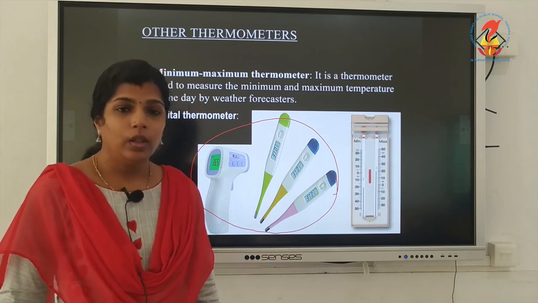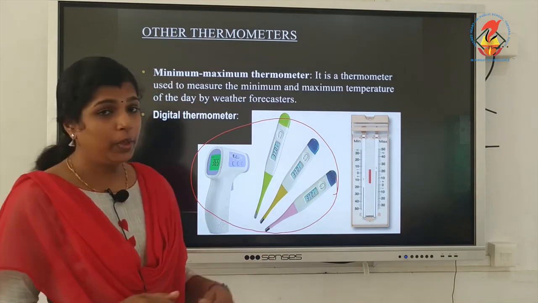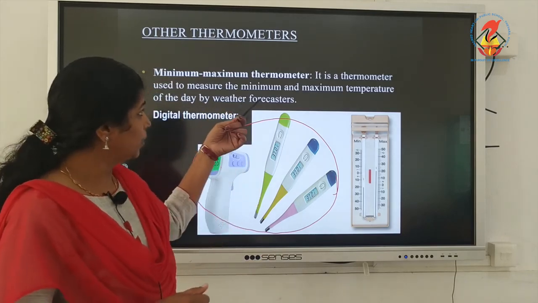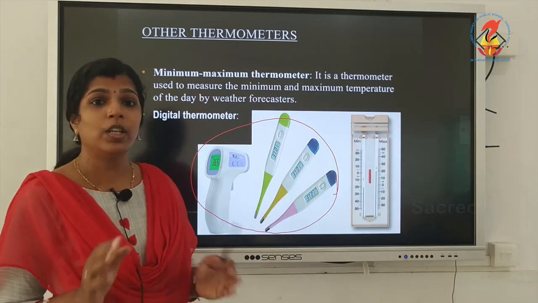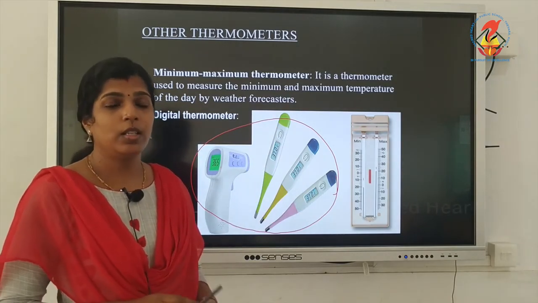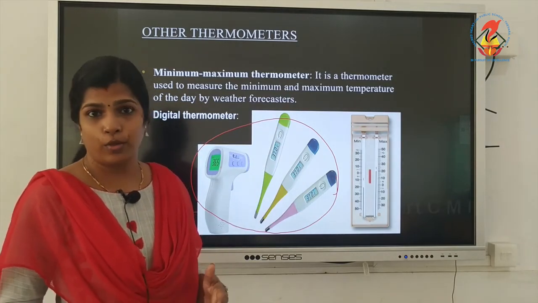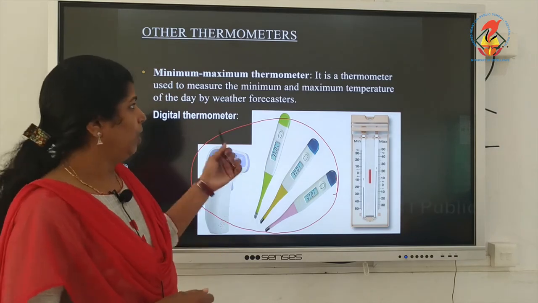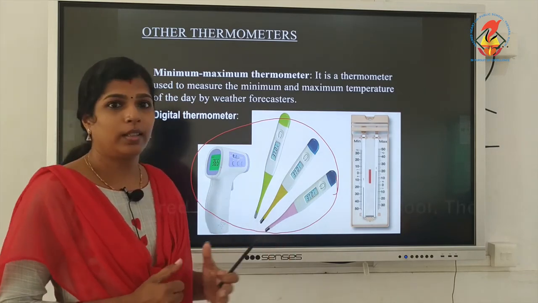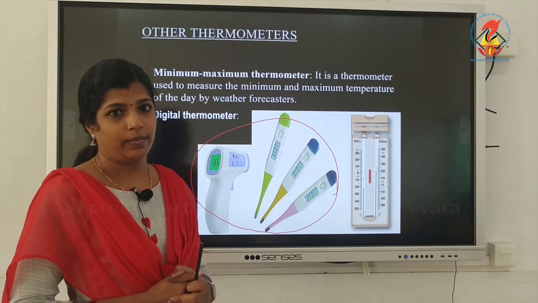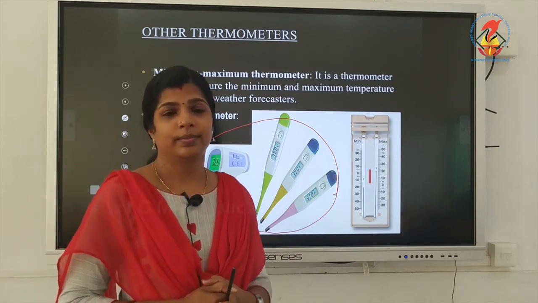Then other types of thermometers are maximum and minimum thermometer, that is used to measure the maximum temperature and minimum temperature, mainly used for weather forecasting. Then digital thermometers. Nowadays we are using digital thermometers. Okay. Thank you.